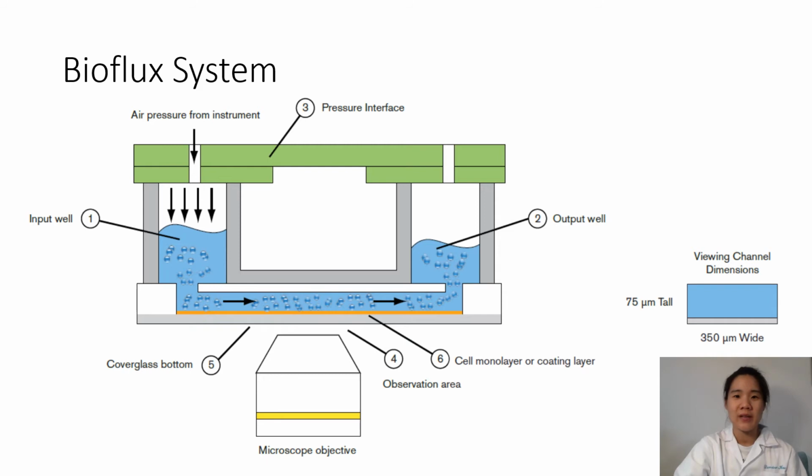This is a side view of the Bioflux system. Cells are pumped into channels during seeding. The orange layer depicts the bottom of the plate, which is also the site for cell attachment. The input and output wells of the plate are connected to a pneumatic pump. By alternating pressures into these wells, fluid flow in the channels will change direction, therefore generating flow oscillation.